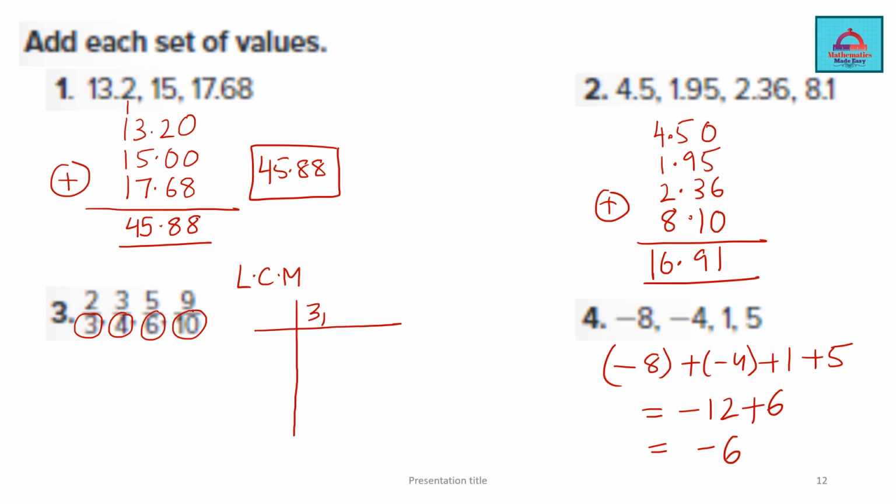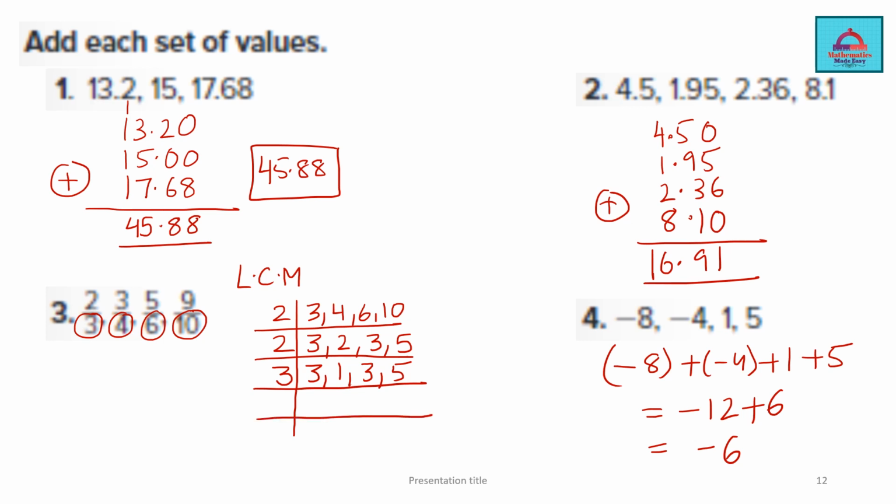So let's write the denominators 3, 4, 6 and 10 and we start dividing them till we get all factors done. So we first start with even number 2. 3 is not divisible. 2 2s are 4, 3 2s are 6 and 5 2s are 10. Then I divide with 2 again. So this is 3, 1, 3, 5. Now I divide with 3. So this is 1, 1, 1, 5. Now I divide with 5. So all are 1. That means LCM is done.